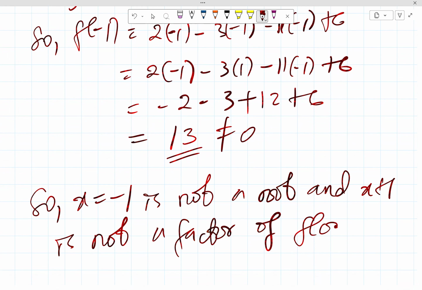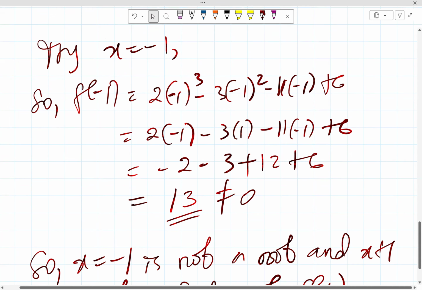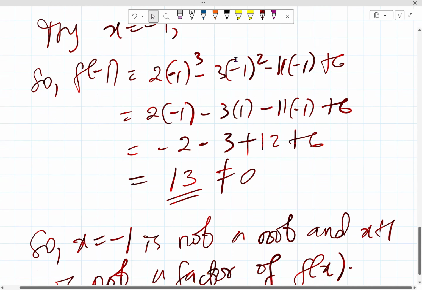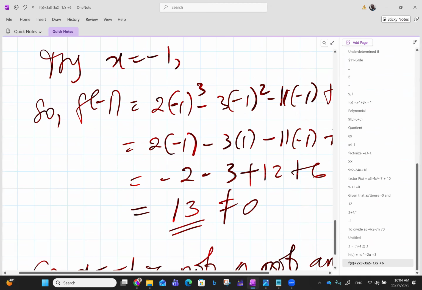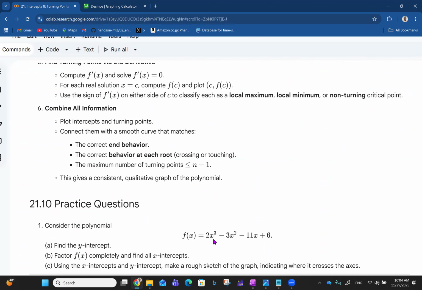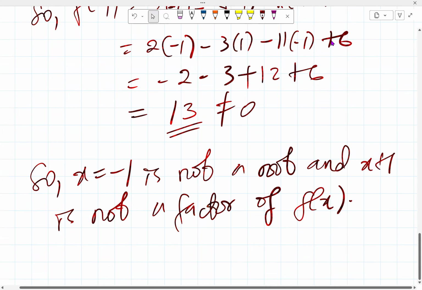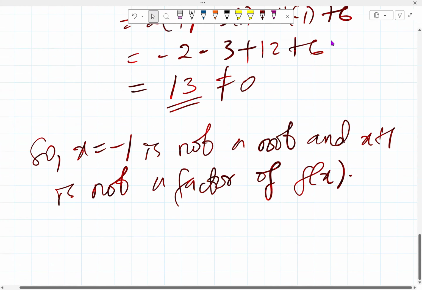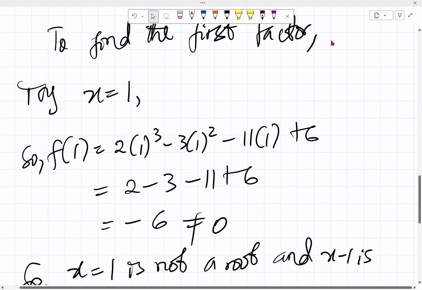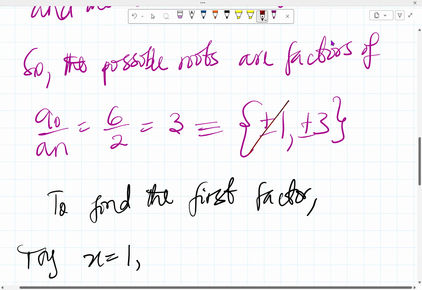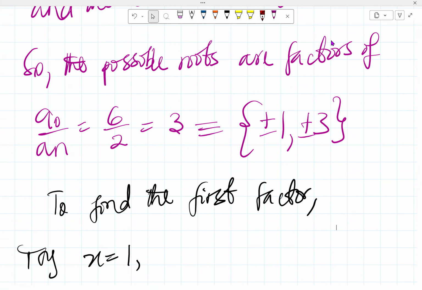I hope there's no error here, right? I hope there's no error. Okay, let me see, because by now I felt that one of them should have worked. 2x cubed minus 3x squared minus 11x plus 6. Okay, I think we are good. You have to keep checking like that so that you don't waste your time. So again, that means these ones are ruled out. So we can check plus or minus 3 now. Plus or minus 1 gone.